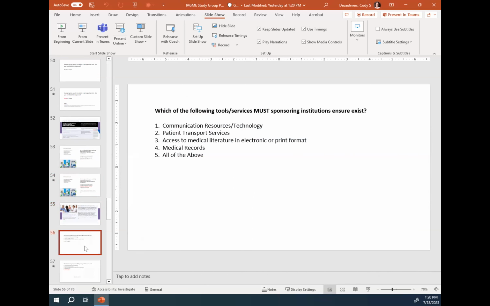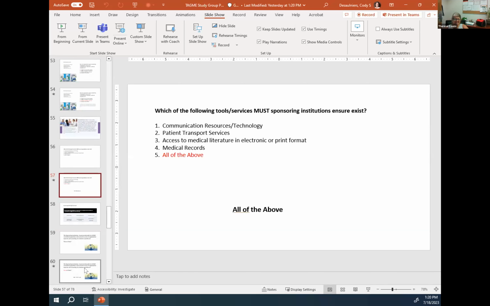Which of the following tools and services must sponsoring institutions ensure exist? 1, communication resources technology, 2, patient transport services, 3, access to medical literature in electronic or print format, 4, medical records, or 5, all of the above. All of the above. Patient transport services.